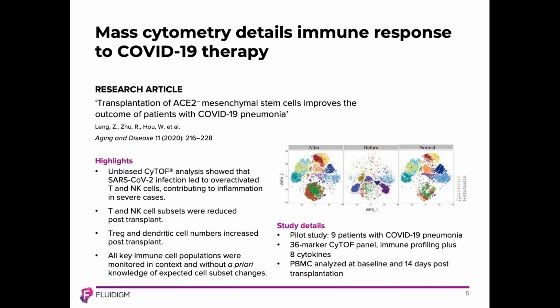Moving on to some of the publications, the first one is a recent study of COVID-19 patients undergoing treatment for inflammation symptoms caused by the virus. It shows the power of mass cytometry to visualize both phenotypic and functional changes across the immune system as a whole. This approach enabled systems-level analysis, which revealed activation of T and NK cell subsets that likely contributed to inflammation in the severe cases. Post-transplant, T and NK cell subsets were reduced, while regulatory T cell and dendritic cell subsets were increased. It's important to note here that the researchers did not have to guess at which populations to focus on before beginning their study. Mass cytometry provides the breadth and the depth they needed, especially when they're investigating a new disease such as COVID-19.